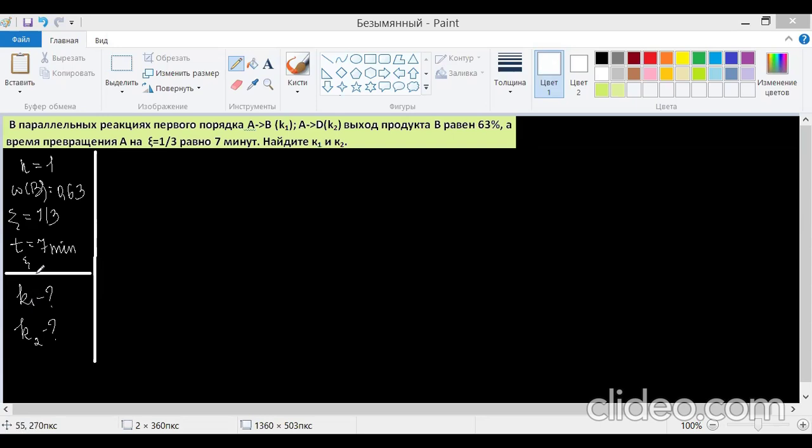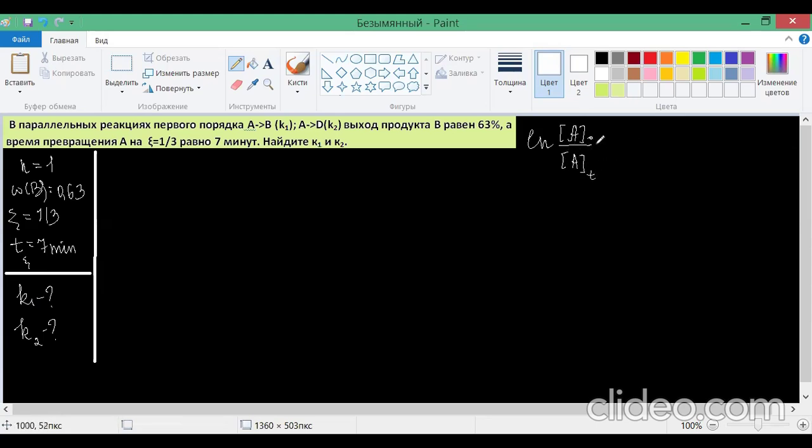So let's do that. Again, this is a series of parallel reactions, and we know the formulas. Let's write it down. The main formula for parallel reactions is the initial concentration of the reagent divided by its current concentration at time t, and this is the sum of the rate constants K1 and K2 multiplied by T. What should we know about the denominator of this fraction? It's the current concentration of the reagent at time T.